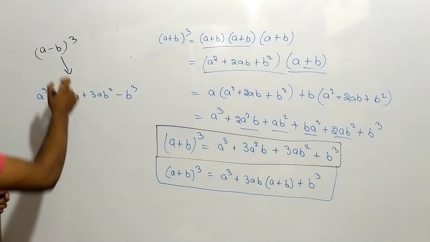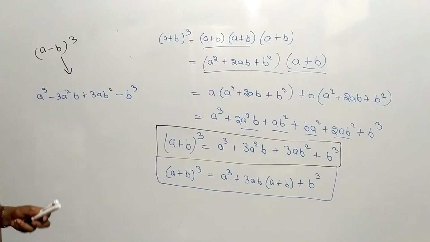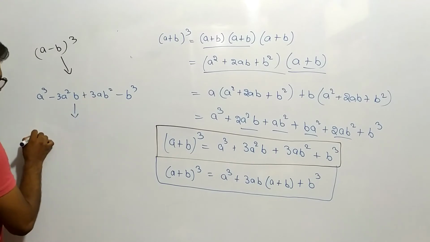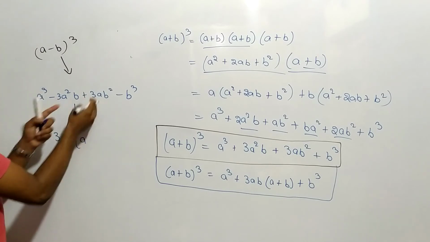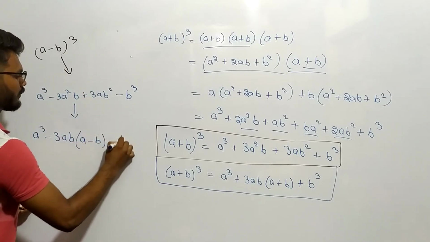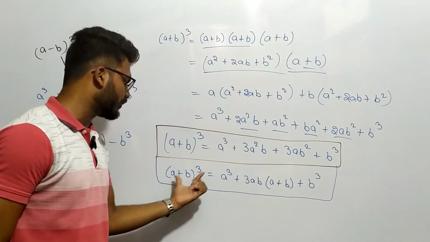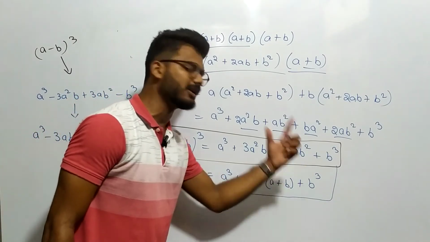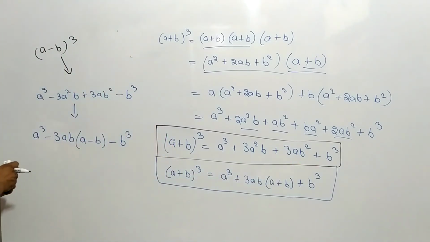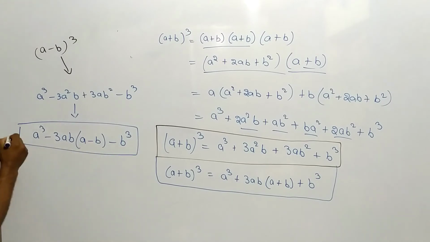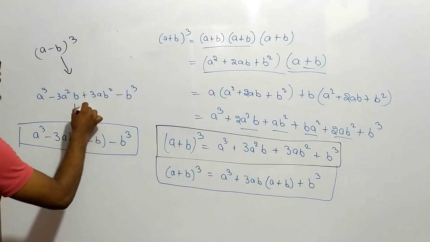Whenever you have (a minus b) whole cube like this, you can put it like this. Or if you want to derive this type of formula, what you can do? Take minus common: a cube minus 3ab common, a is remaining, and here in place I have taken one minus, so you will get again minus b cube. Or else, if you learn the formula (a plus b) whole cube, a cube plus b cube plus 3ab into (a plus b), in place of every plus, change it to minus and you will get this one: a cube minus b cube minus 3ab into (a minus b). Here everything is plus, and if you multiply this, you will get this one.